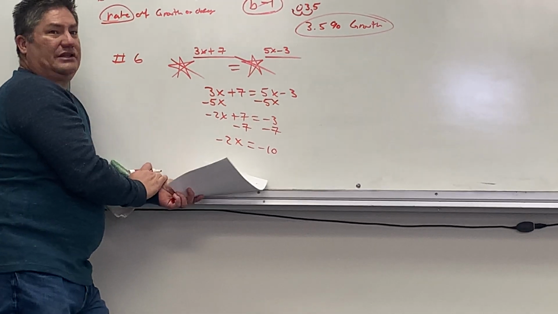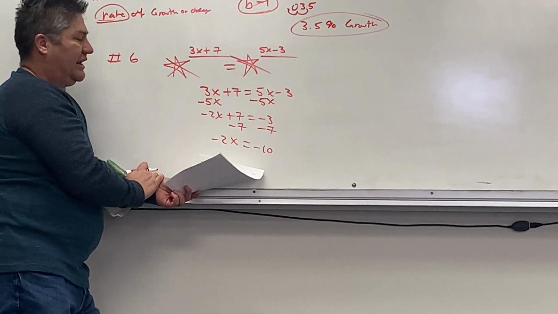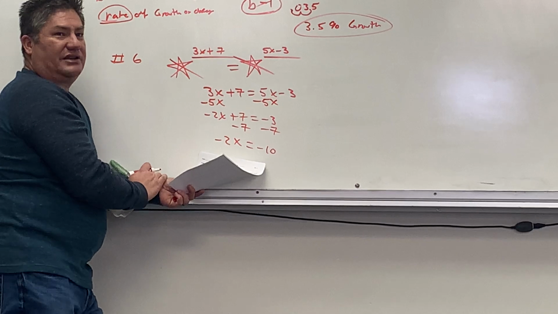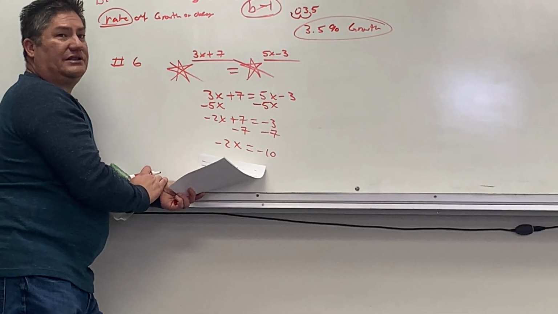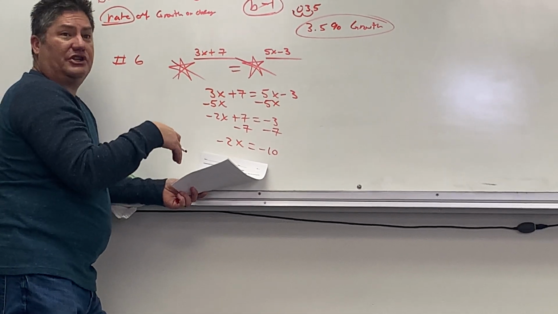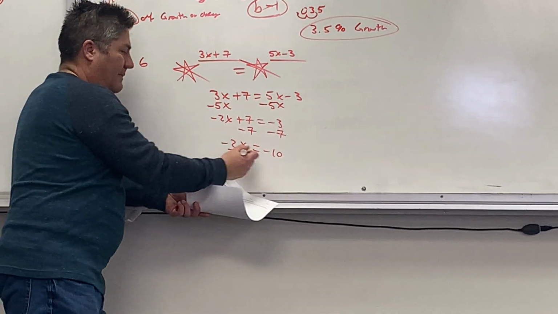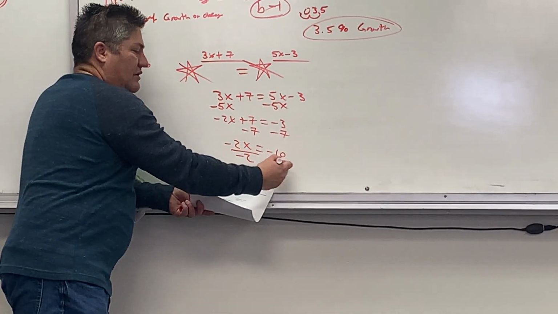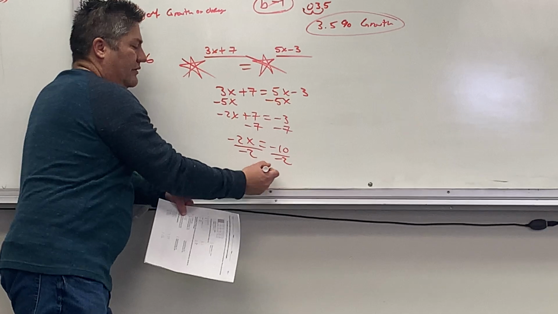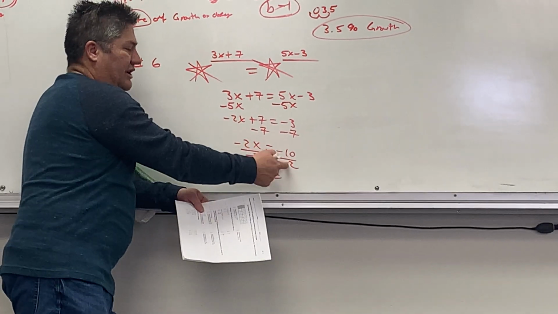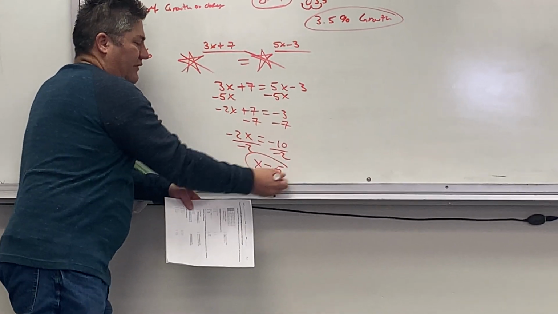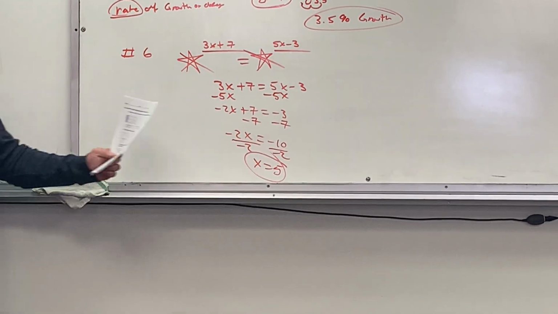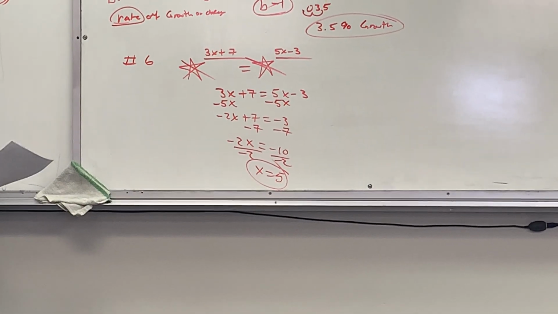Dom, what will I do next? How do I get that x by itself? What's the negative 2 doing to the x? It's timesing, so I've got to do the opposite, which is divide. Good. I'm going to divide by negative 2. What's the negative divided by a negative? Positive. What's 10 divided by 2? 5. That's my answer. Okay? That's number 6.